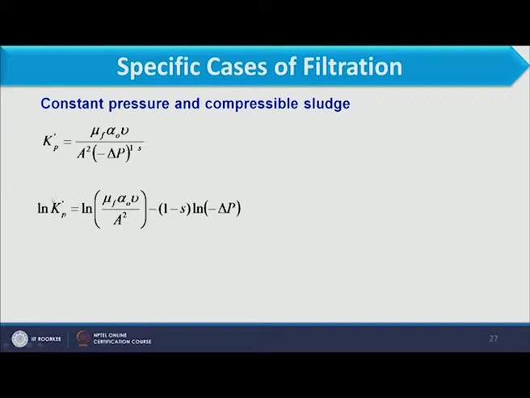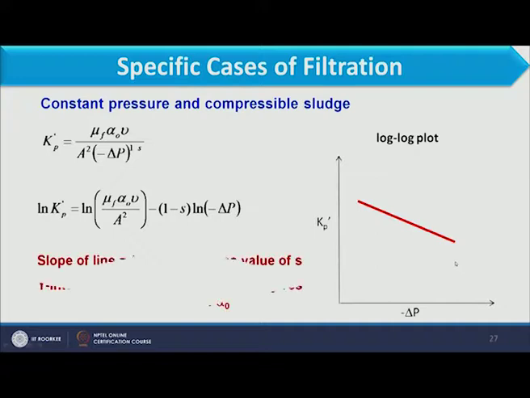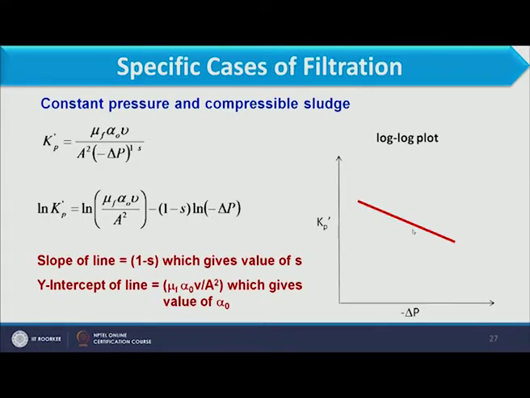So here you can see Kp dash varies with the pressure drop. So we can draw the graph between Kp dash and pressure drop. 1 minus S with minus would be the slope of this. So obviously the slope would be negative. Slope of this line will give value of S, because that should be equal to 1 minus S, from where we can calculate S, and intercept of this line will give the value of this particular constant, through which we can calculate alpha naught.